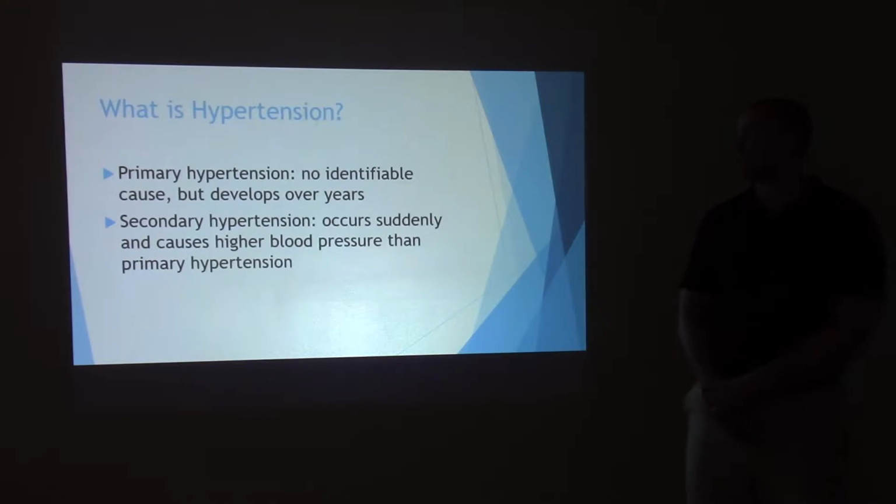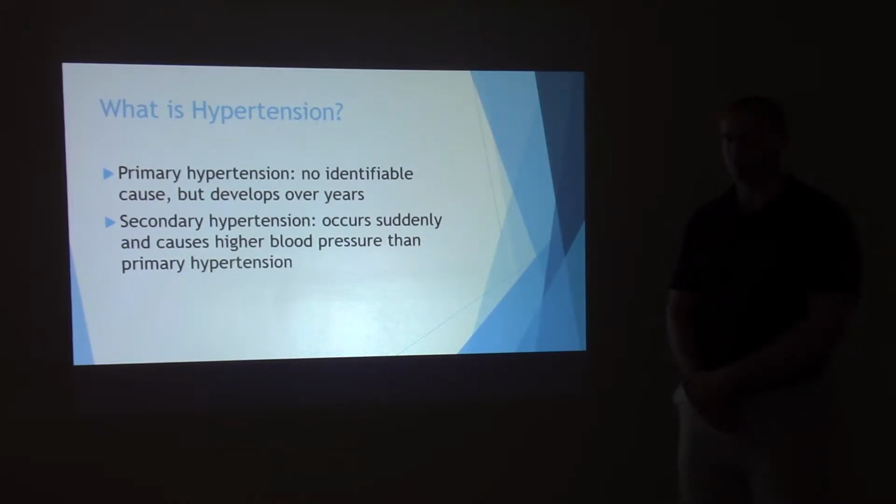So primary hypertension has no identifiable cause but develops over years. So with this, you're going to see a steady increase in blood pressure over a long period of time. In secondary hypertension, it's going to occur suddenly and cause higher blood pressure than primary hypertension. And if the blood pressure gets too high, this can be a medical emergency and you'll want to go to the doctor.